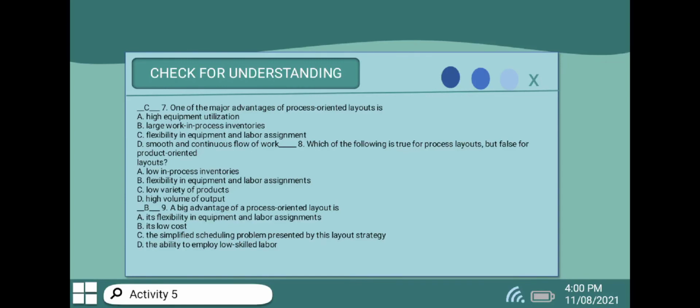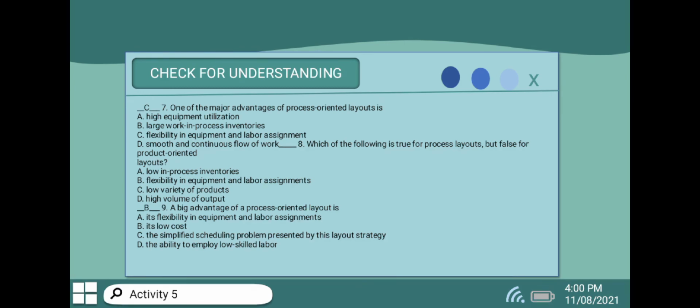Question number 8. Which of the following is true for process layouts but false for product-oriented layouts? A. Low in process inventories, B. Flexibility in equipment and labor assignments, C. Low variety of products, D. High volume of output. The correct answer is flexibility in equipment and labor assignments. Letter B.